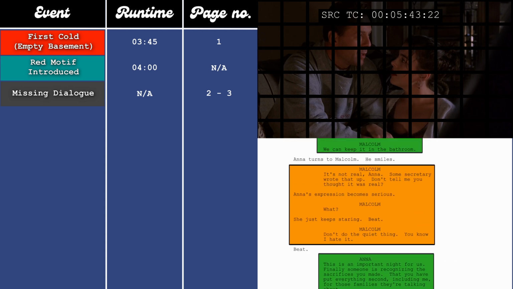Whereas in the film, again I can't play it for you, but the section in the orange box with Malcolm saying that it's not real and to not do the quiet thing isn't in the film. Firstly, I think they could have kept the line, "Don't do the quiet thing," because the entire B-plot is them not talking to each other, and she seems to be ignoring him, so I think this line would have set that up quite nicely. But at the same time, I think these lines might have made him look too dismissive and cast him in a bad light.